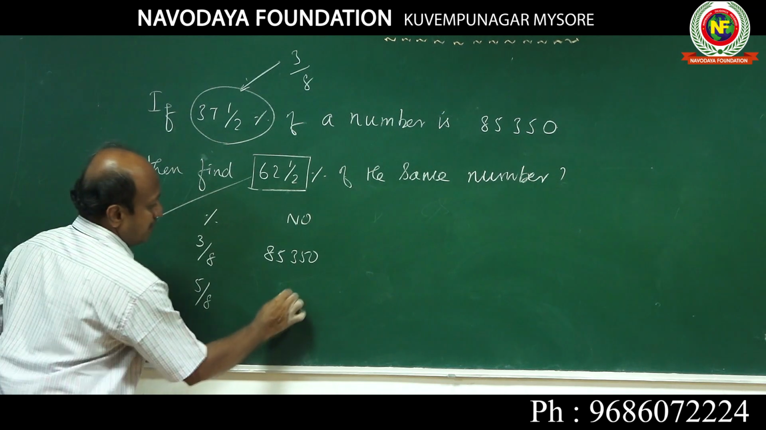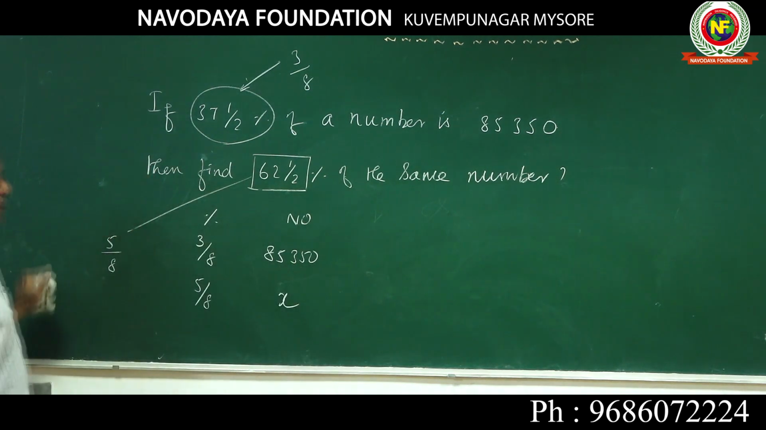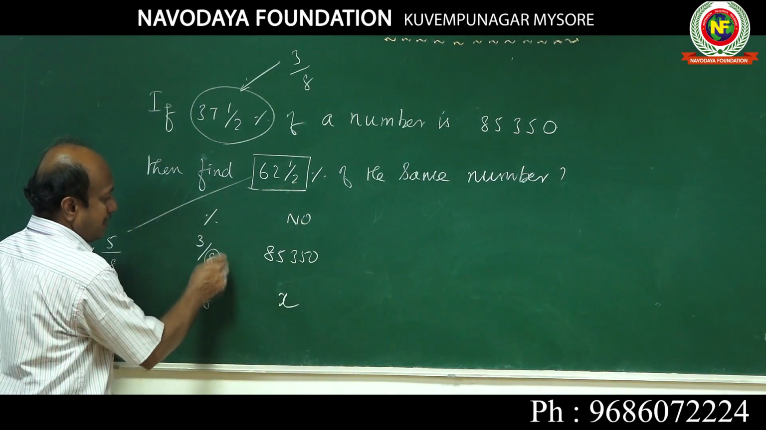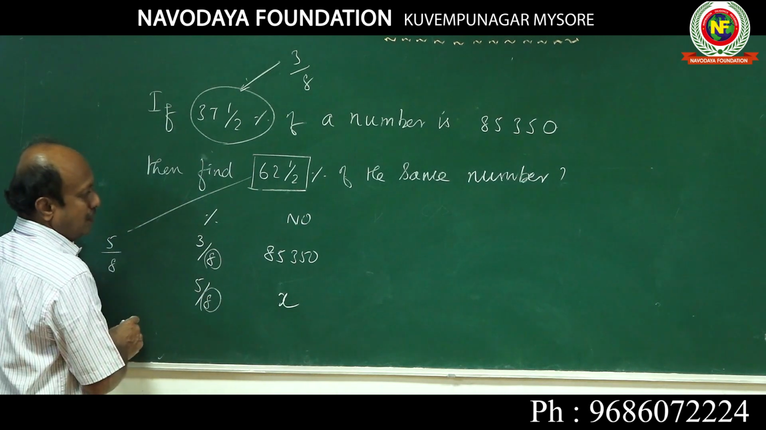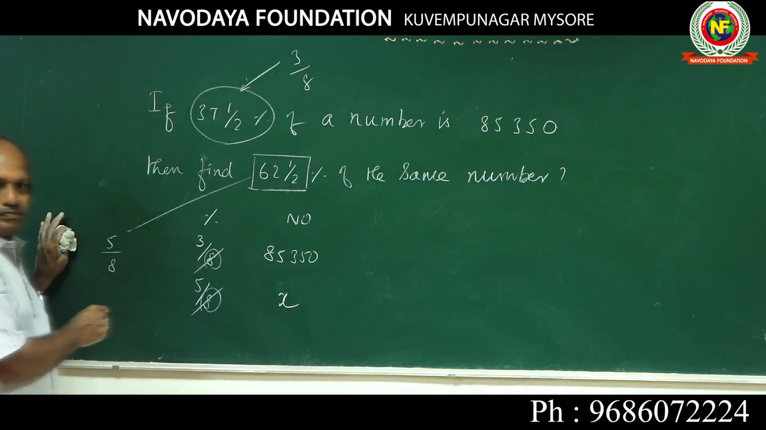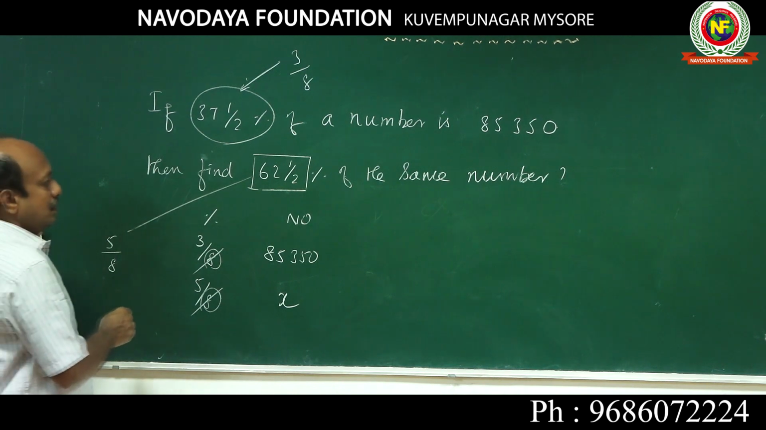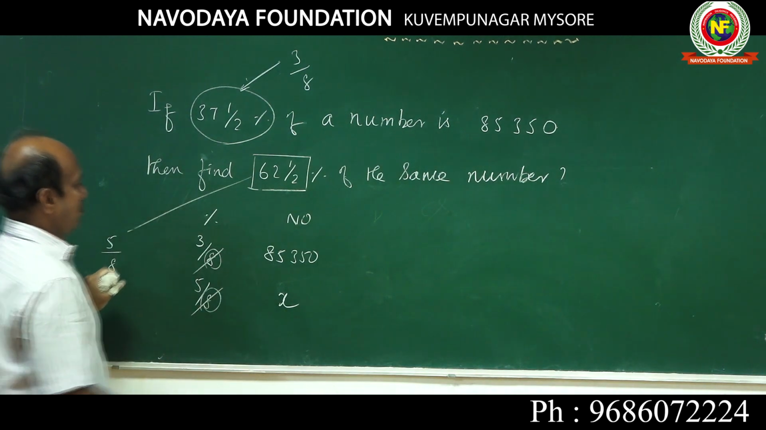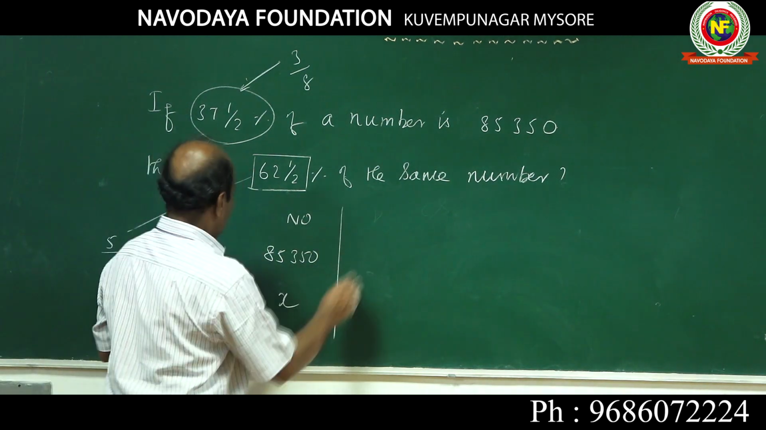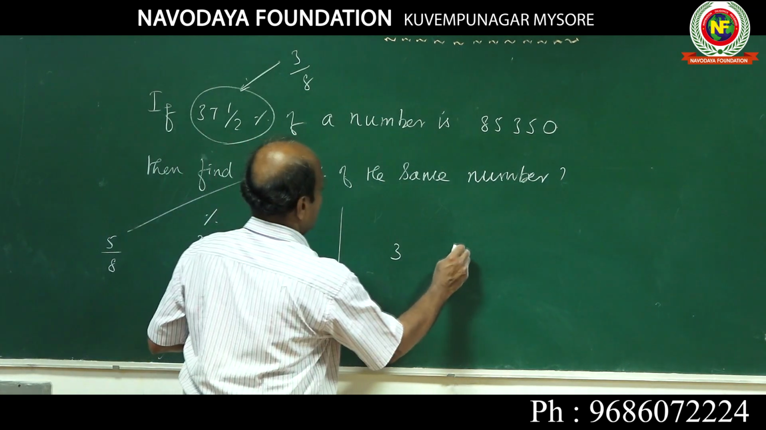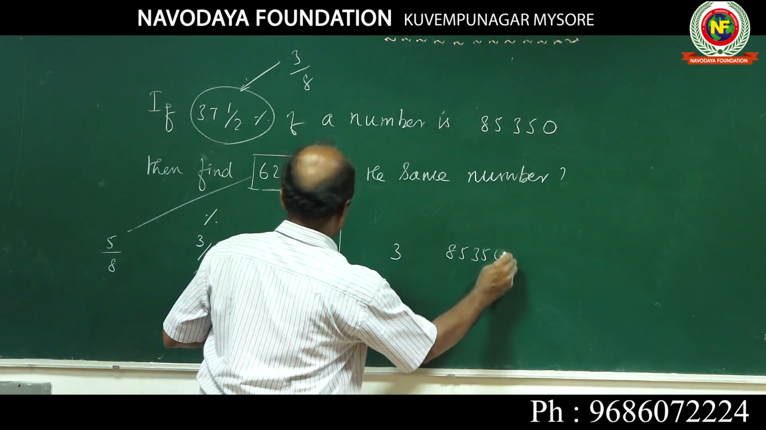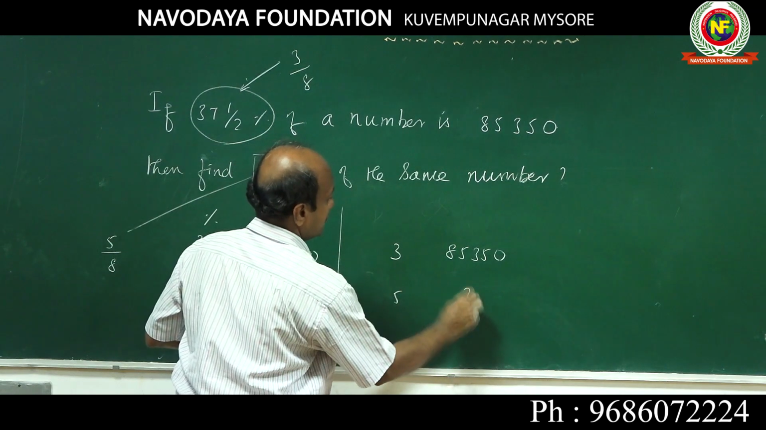Now we have to find this value. If you are more comfortable, here the denominator is 8, and here also the denominator is 8. You can easily cancel it. What will be the value that we will be getting now? Now you can convert it: this 3 represents 85350. What does this 5 represent?